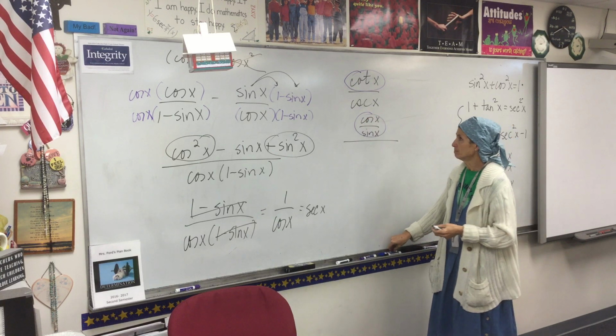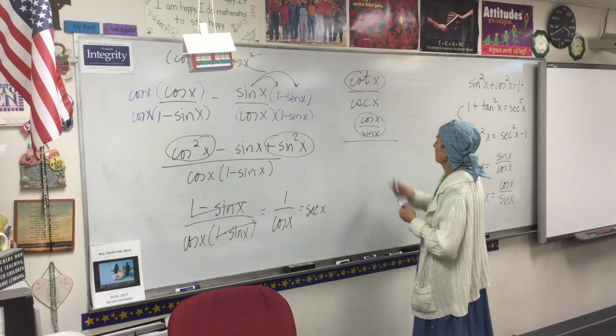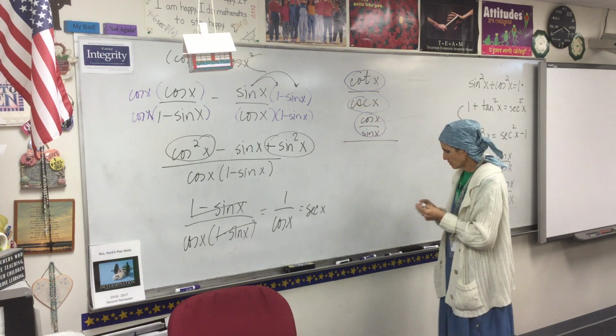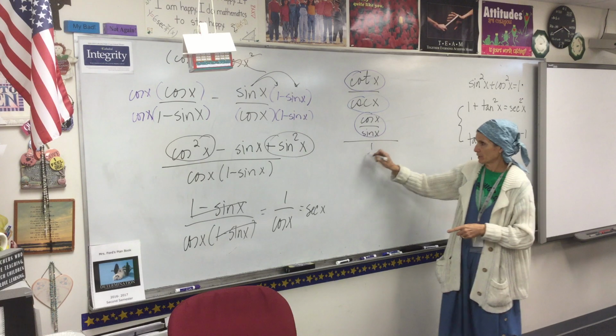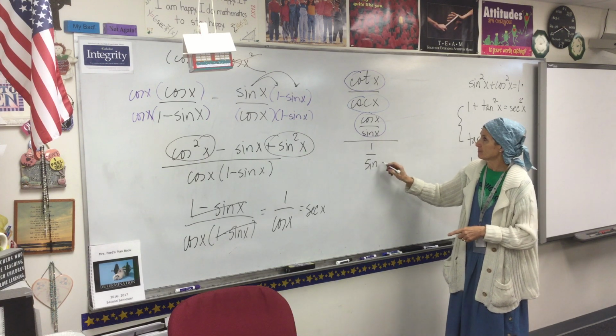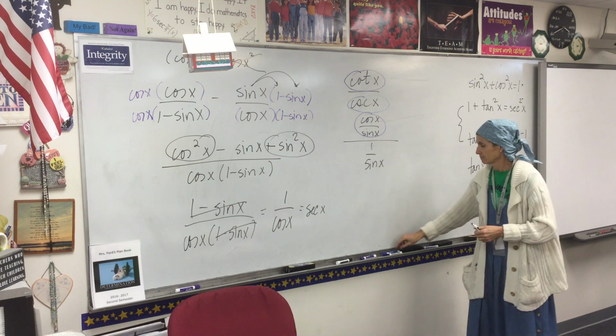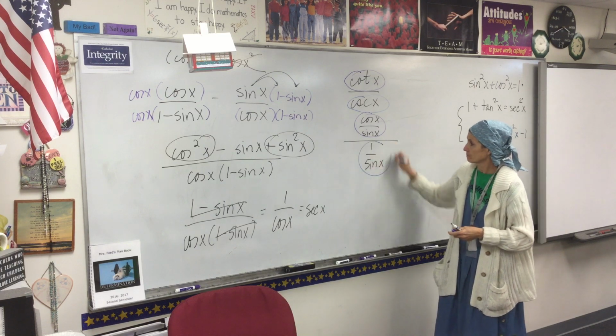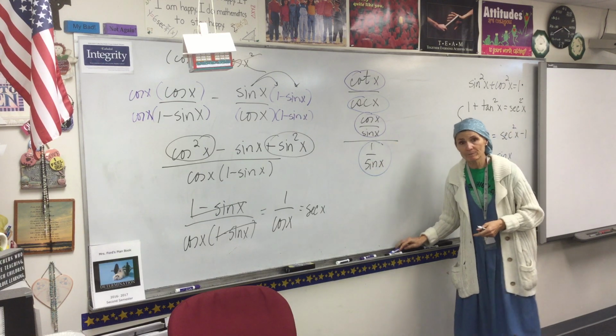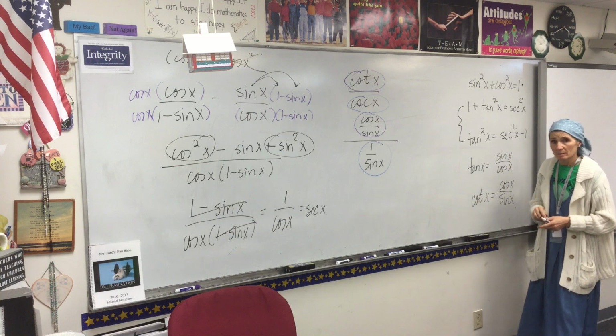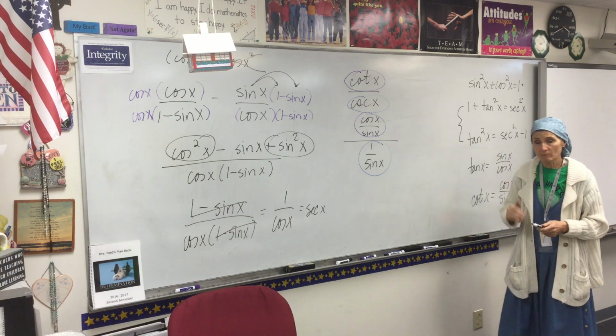Now on the bottom, I have cosecant. What's cosecant? Reciprocal of sine. Reciprocal means 1 over. Flip it. So instead of sine over 1, it's 1 over sine. Flip it.